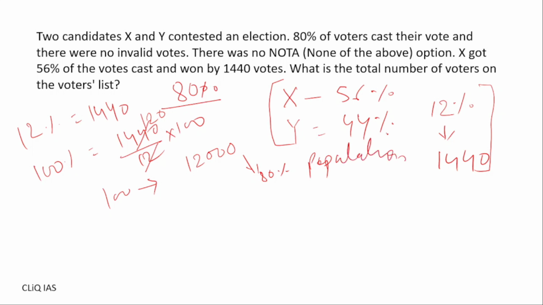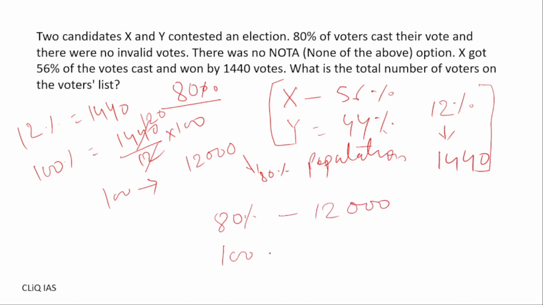Okay, now if you're not able to understand, please put it in the comment section, because if you are able to understand this, trust me, you will never make any mistake in percentage based questions. These are very easy. Okay, 80% is 12,000.